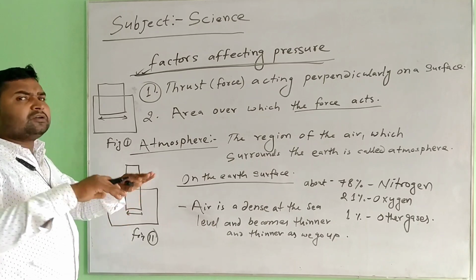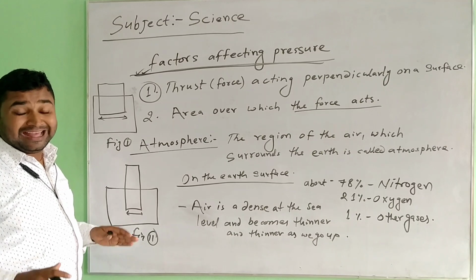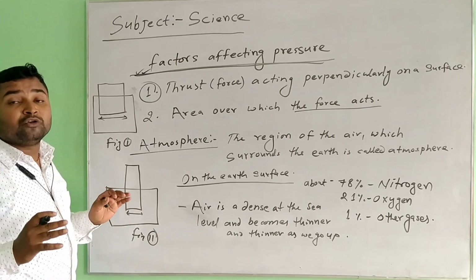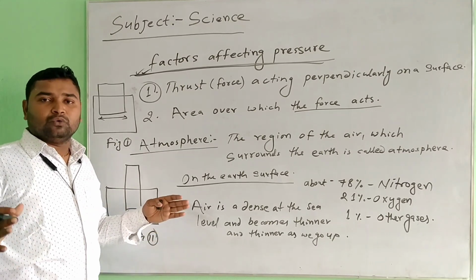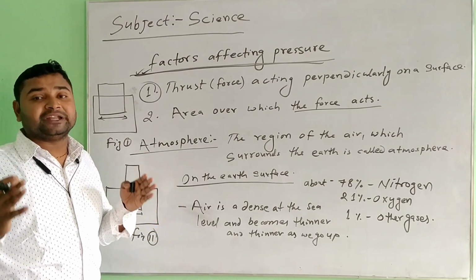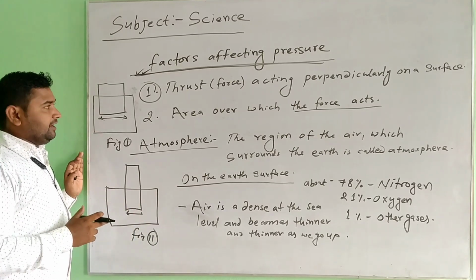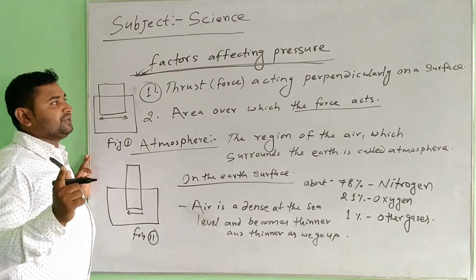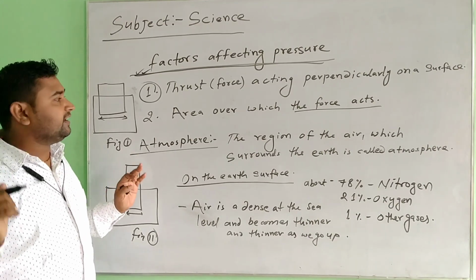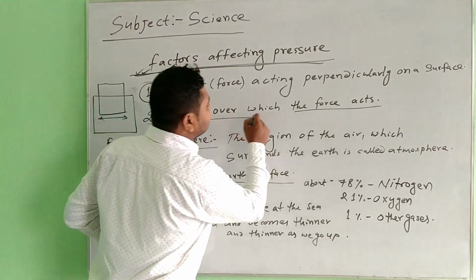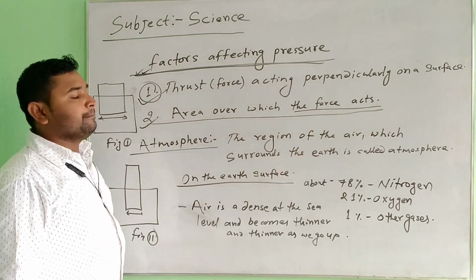So while constructing buildings, the foundations of the buildings are made wider and thick to reduce the pressure. It means if the foundation of the building is wider and thick, it exerts less pressure. As you have seen in this figure, the factors affecting the pressure are thrust, or the force acting perpendicular to the surface, and the area over which the force acts. So these are the factors which affect the pressure.